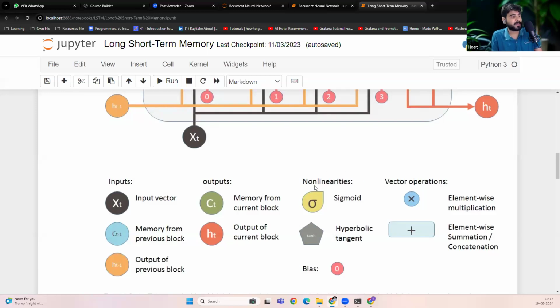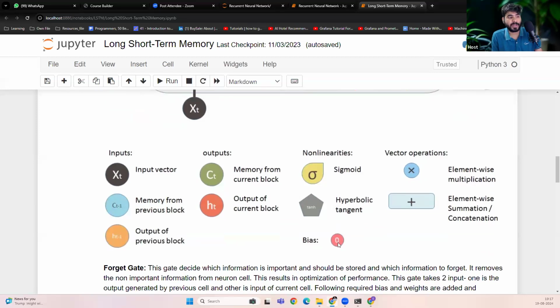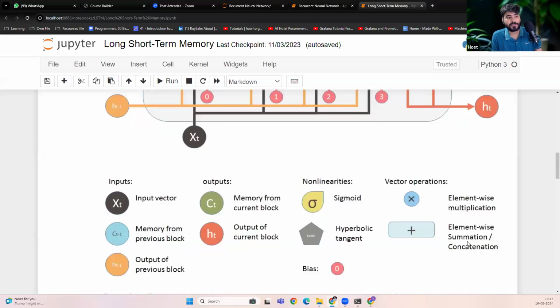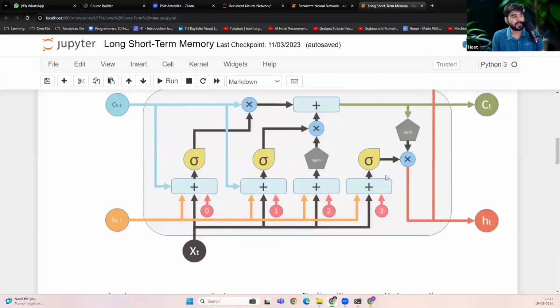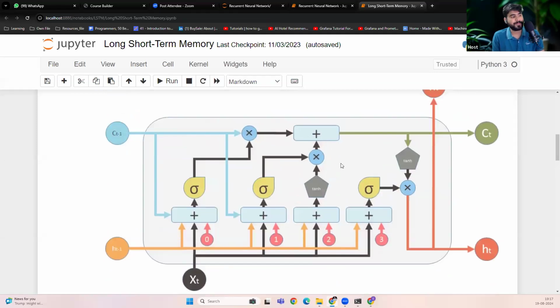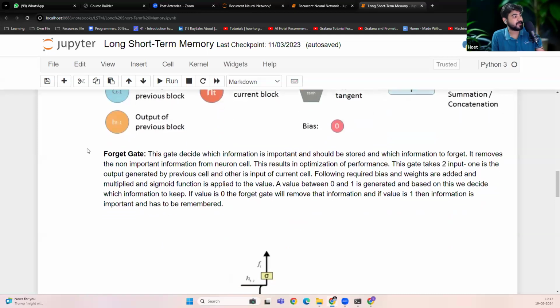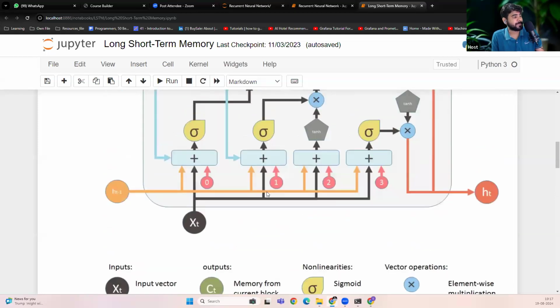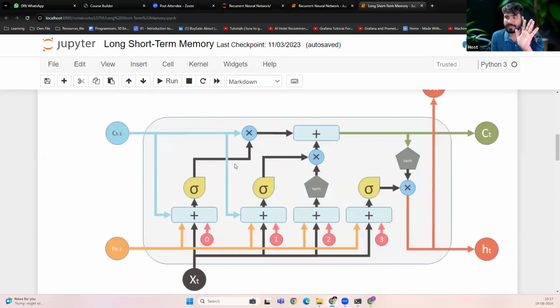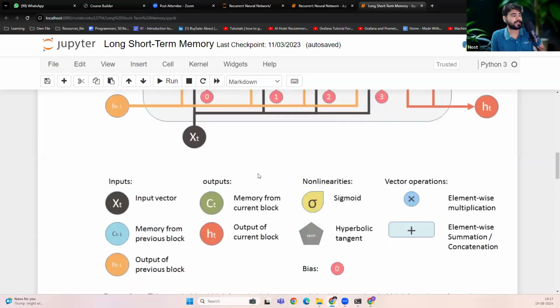Now we have some sigmoid functions here. Non-linearities like the sigmoid function and tangent function, biases that we are going to add, vector operations, element-wise operation, and element-wise summation on concatenation. These are some of the symbols, or we can say notation, in this LSTM architecture. Now let's try to understand the complete architecture, but before this, let's discuss some gates. In this architecture, we have 4 gates, as I mentioned: forget gate, input gate, memory gate, and the output gate. Let's discuss one by one.